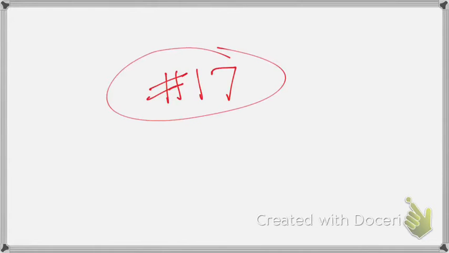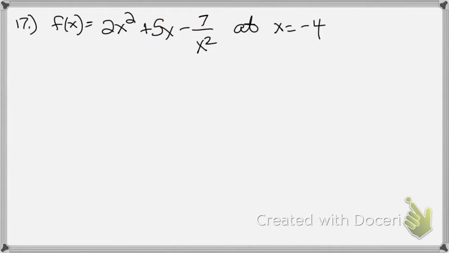Okay, number 17. So this one's asking for the slope at -4. So hopefully you know that just means find the derivative and plug in -4. So here I go, derivative.